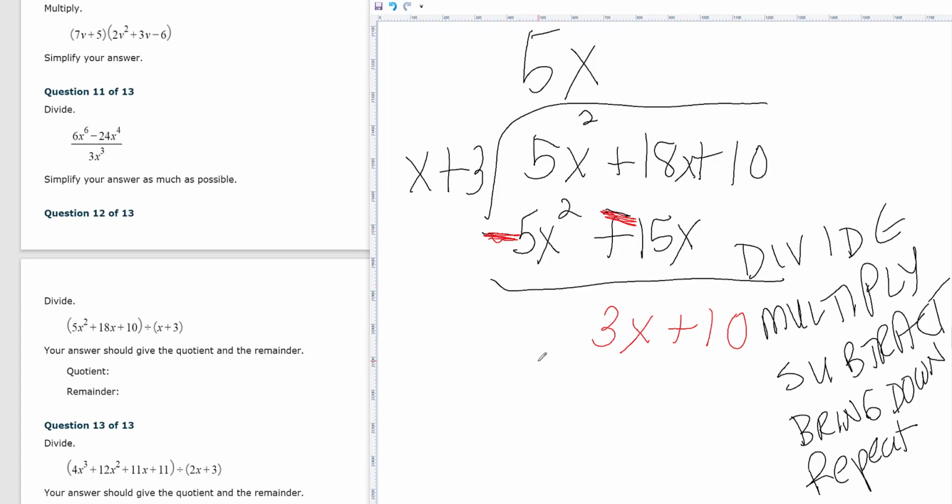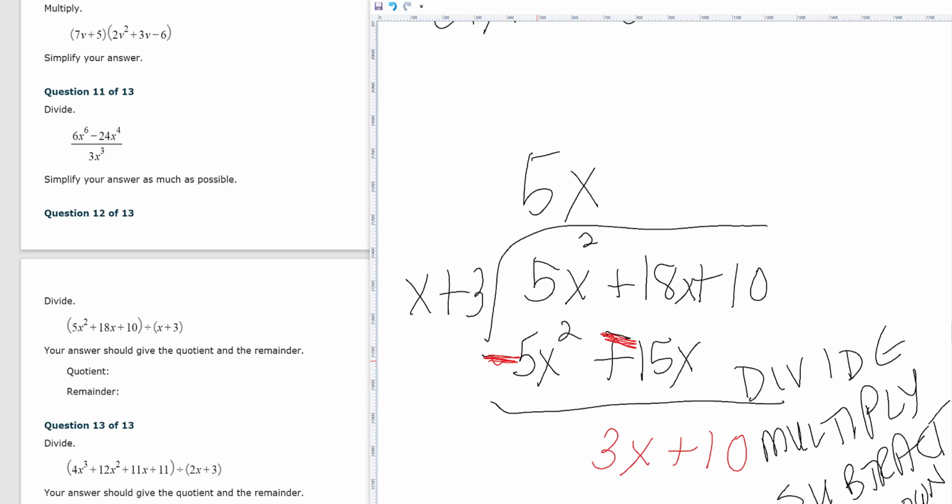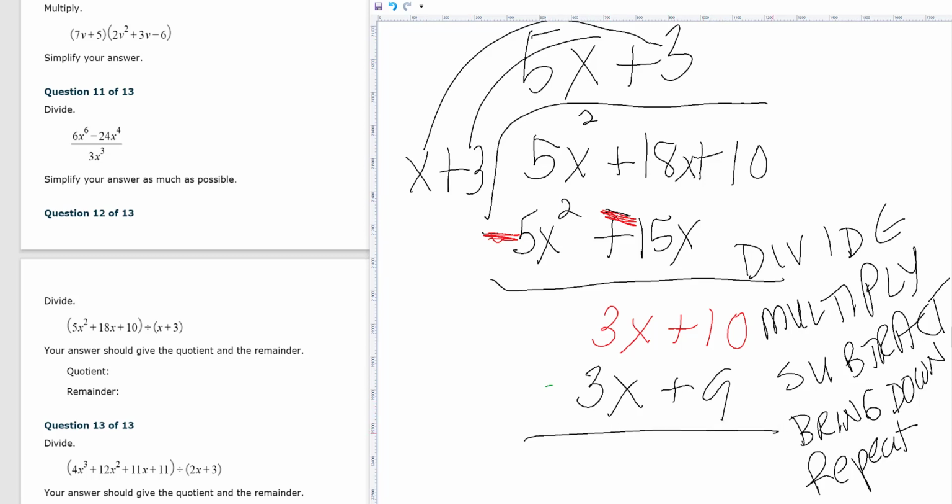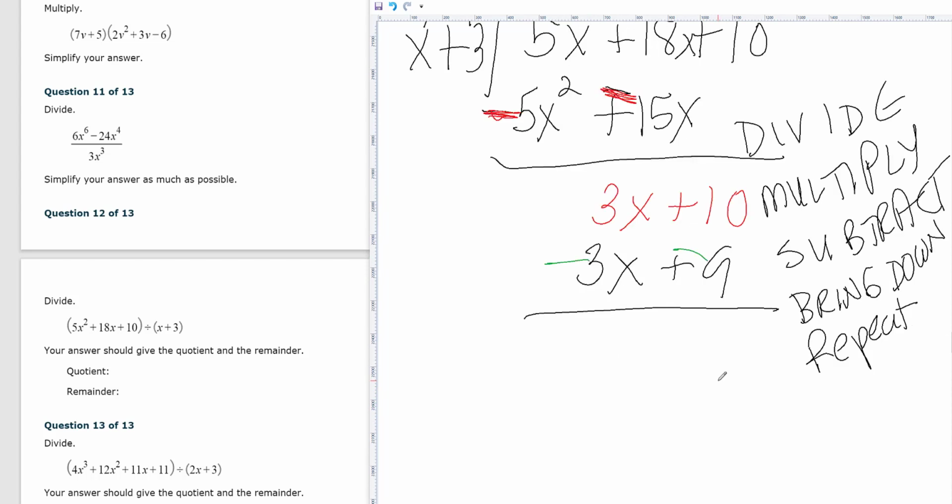So x goes into 3x plus 3 times. And I have to multiply 3 times x. Look, I'm doing this 3 times both of these. 3x and 3 times 3 is 9. Then I've got to change the signs, and I get a 1 here. And x won't go into 1, so that's my remainder. We call that the remainder.